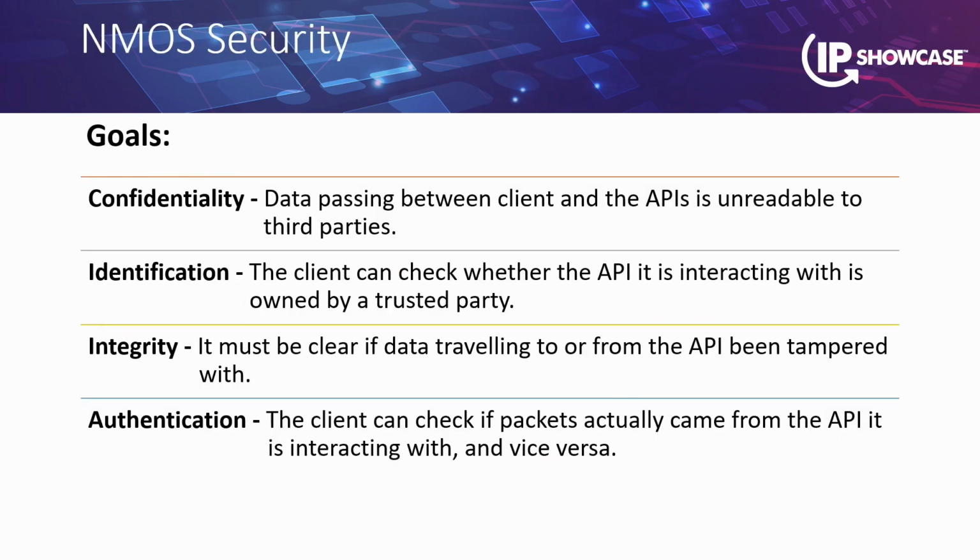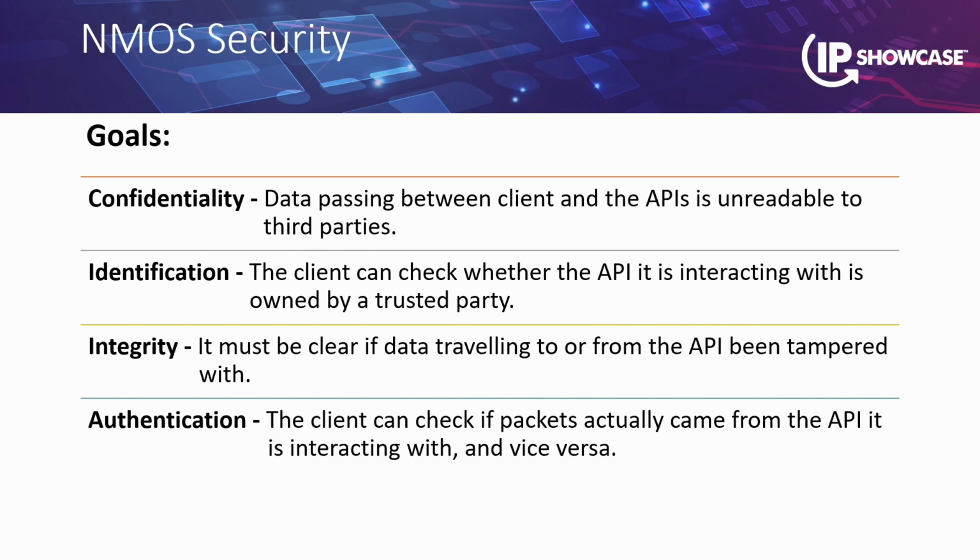Next big topic is security. So a lot of broadcasters are really screaming for this. They're very conscious about having secure systems, keeping bad actors from getting in and doing things they don't want. It can be very costly. So in the NMOS committee, when we looked at security, we had 4 major goals in mind. The first was confidentiality. Let's make sure that we're moving data from A to B and it's unreadable by third parties. Second is identification. We need to make sure we know who we're interacting with, that it's actually a trusted party that's sending us the information.